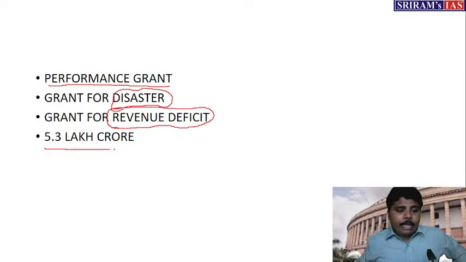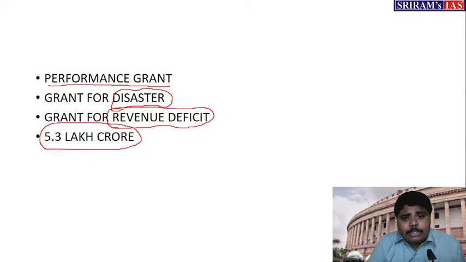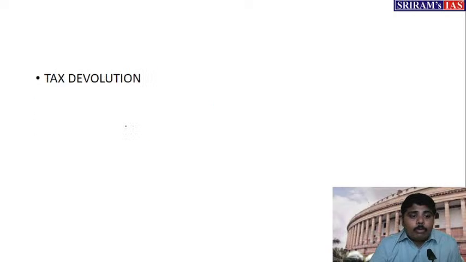5.3 lakh crore is the whopping amount which has been earmarked for the next 5 years. For the 14th Finance Commission tenure of 5 years, they are granting 5.3 lakh crore, which is really an awesome amount. This much funding they are going to give, which will be divided over the next 5 years, where states will get a good amount of benefit.